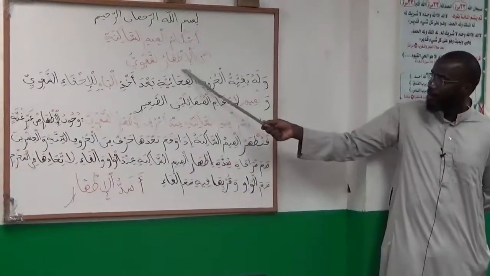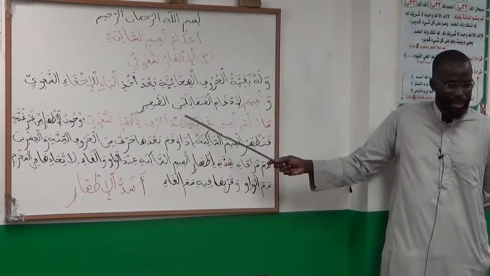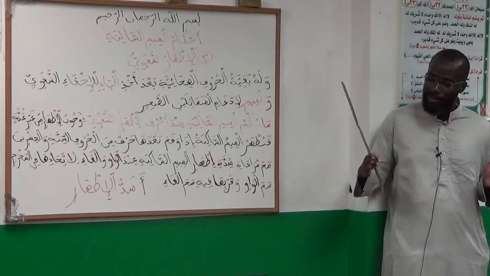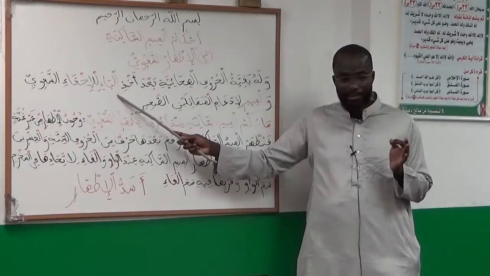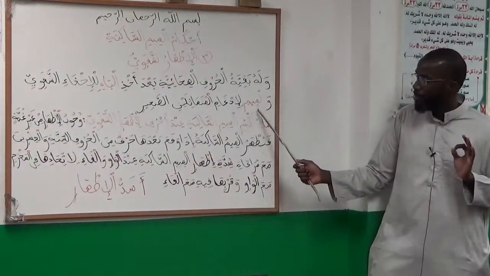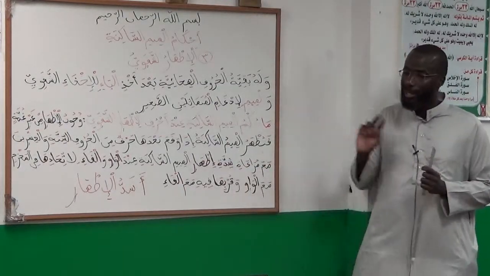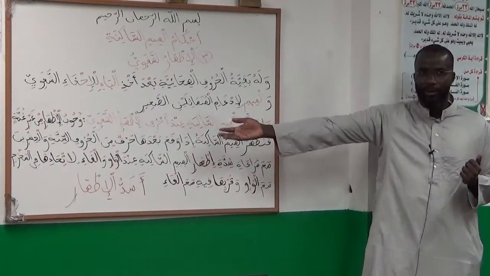So al-izhar al-shafawi has how many letters? وَلَهُ بَقِيَّةُ الْحُرُوفِ الْهِجَائِيَّةِ. It has the rest of the letters of the Arabic alphabet, after we take the ba for the rule of al-ikhfa al-shafawi, and we take the mim for the rule of idgham al-mutamathilain al-saghir. So you take 2 letters out. The ba we give to al-ikhfa al-shafawi, which was our first rule.